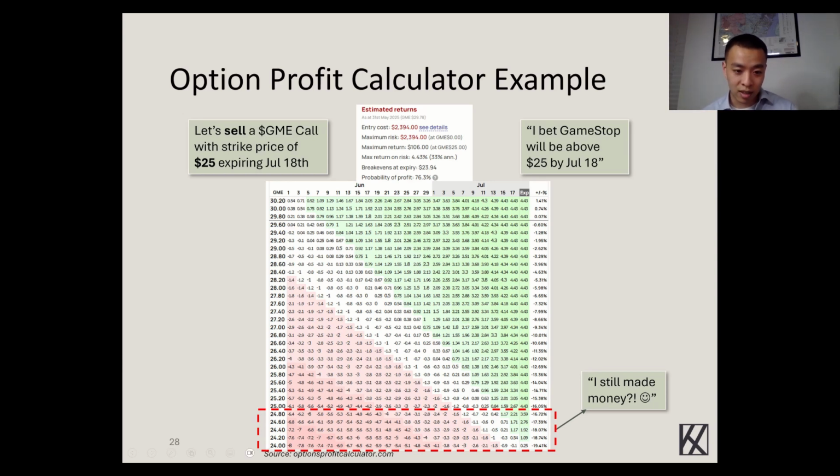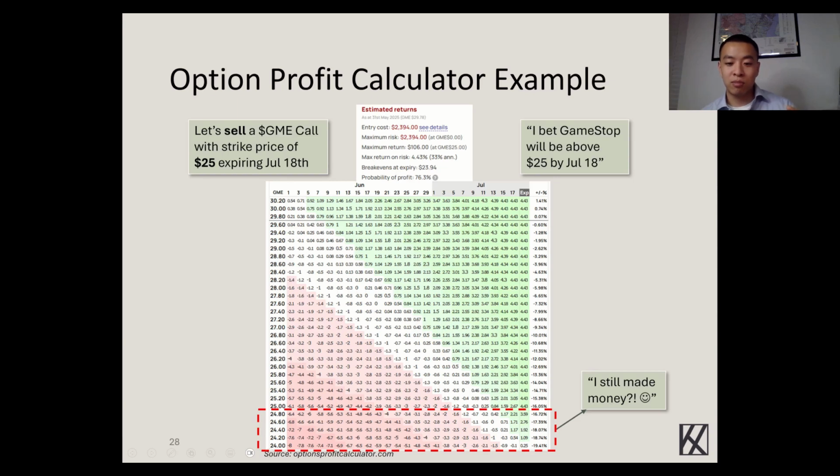Now, GameStop's at $29.80 right now. Let's say it goes down to $25, which isn't good. When I'm selling a put option, I want the price to go up. It's a bullish position. I want GameStop's price to go up. But let's say we're wrong. GameStop goes to $25.